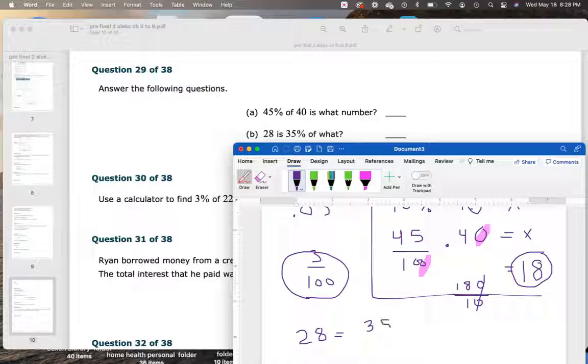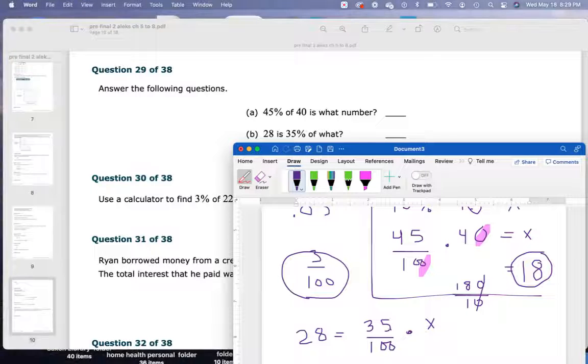35% of means times what? Okay, so now here I want to get rid of the 35%, so I'm going to multiply by the reciprocal. And I'm going to multiply by 100 over 35 on the other side, which is going to cancel these out, leaving just my X on the right.